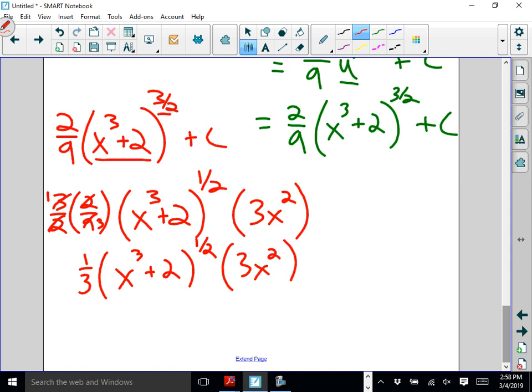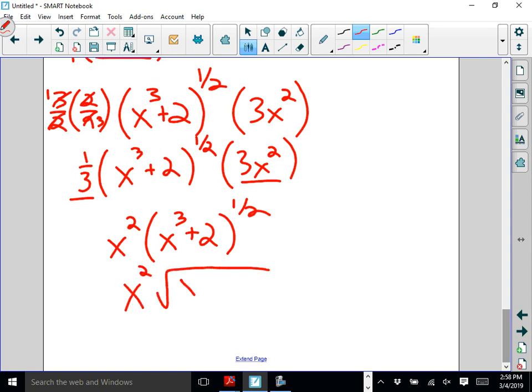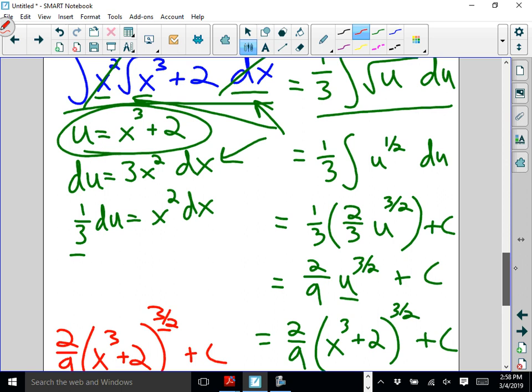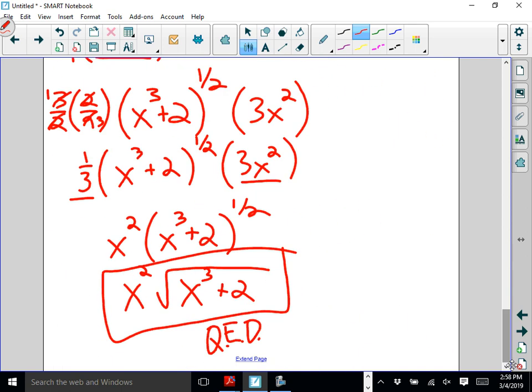Well, what's 3x squared times 1/3? That's simply x squared, times (x cubed plus 2) to the 1/2. And like magic, I get exactly back what I started. Right, x squared times the square root of x cubed plus 2, right here. Okay. Let me show you one more to get us ready for tomorrow.